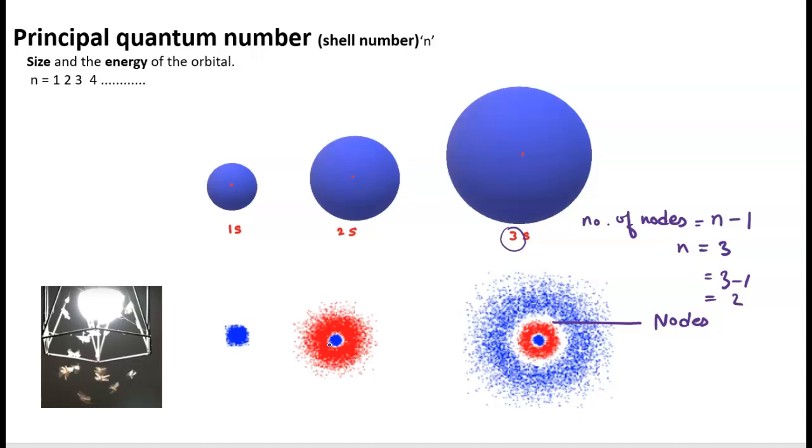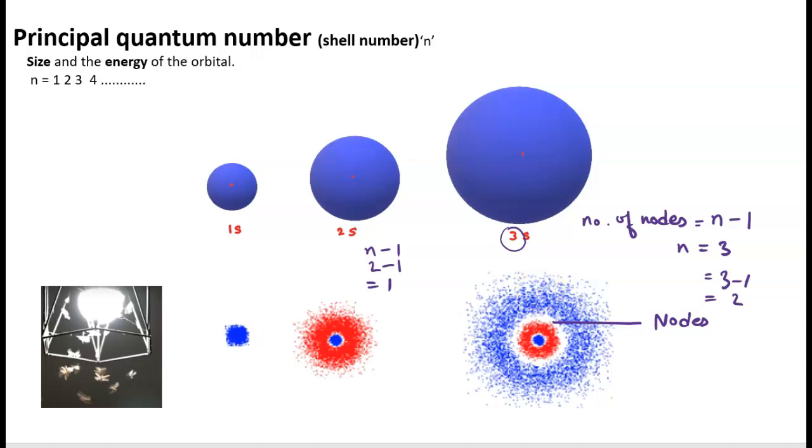In 2s orbital, in the same way, n minus 1 number of nodes will be there, where n is equal to 2. So 2 minus 1, that is 1. So you can very well see here that there is only one node in 2s. In 3s there are two nodes, here one and here another one. So in this way it goes.